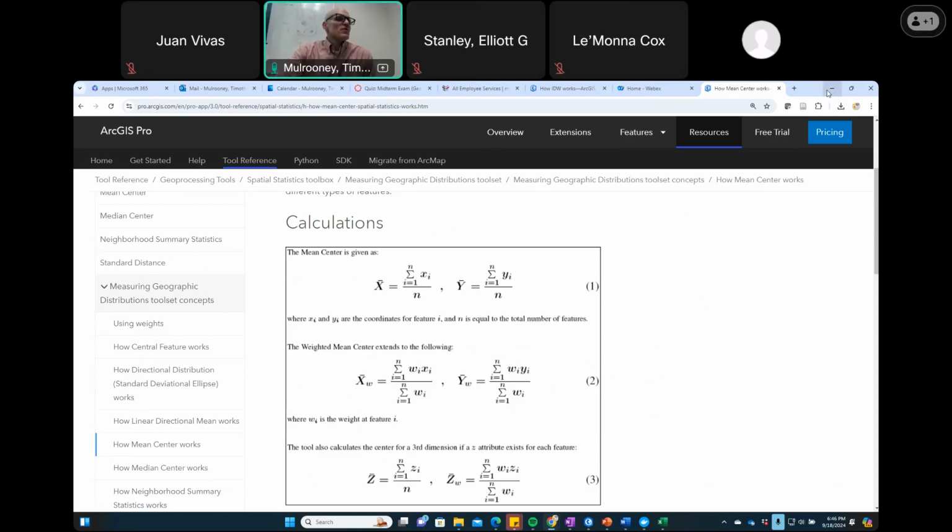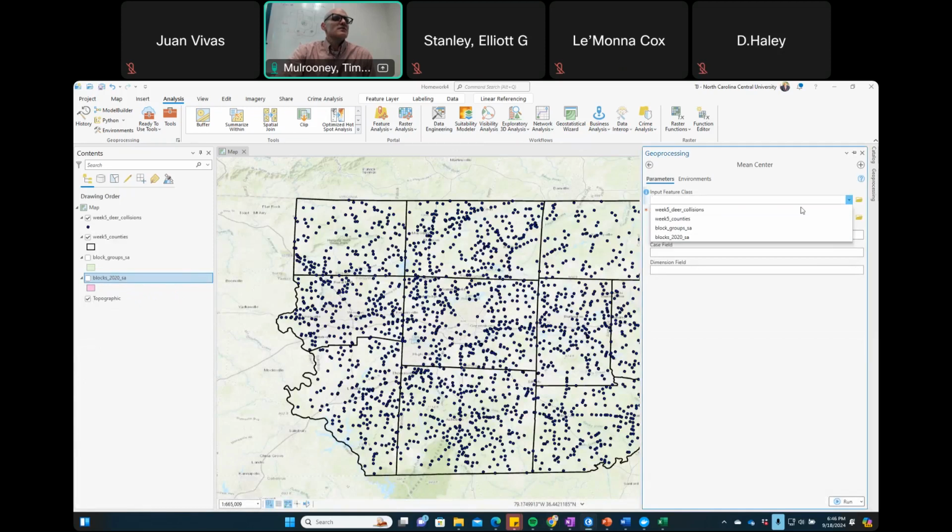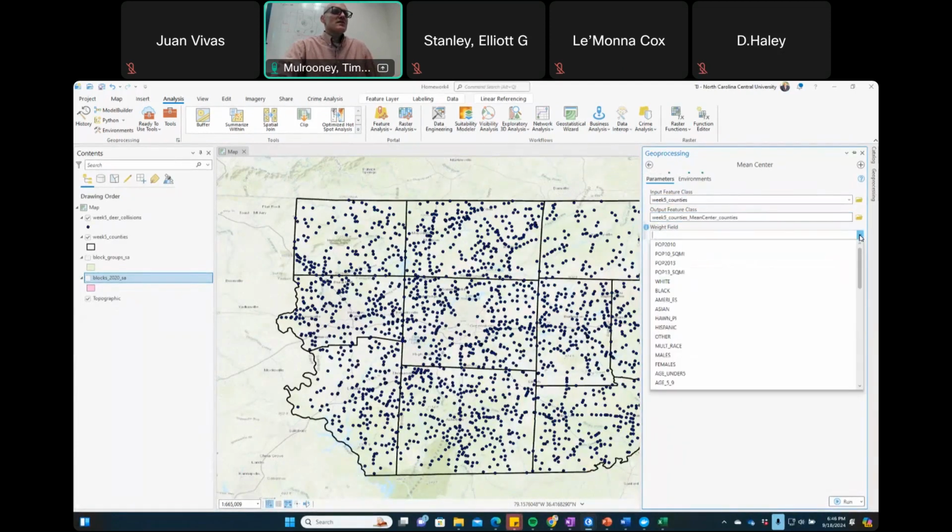Okay, so my input feature class is going to be what? Counties. Output feature class is going to be week 5 counties, mean center. And I'm just going to give it the name of counties. And my weight field is going to be top 2013 because these counties aren't going to be the same.